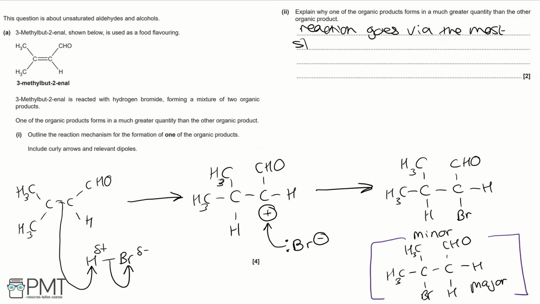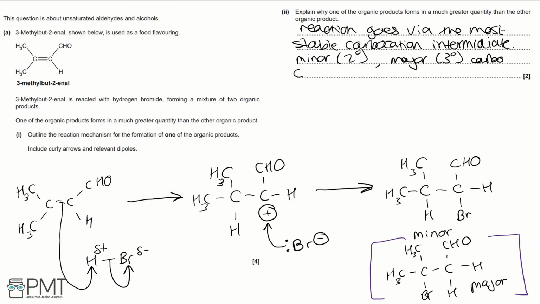We have a major and a minor product. The statement we need to write is that the reaction goes via the most stable carbocation intermediate, and this is touching upon Markovnikov's rule for electrophilic addition. And our minor product is a secondary carbocation intermediate, and our major is a tertiary. So we can see the higher we go in terms of being primary, secondary or tertiary, the more stable the carbocation intermediate. And this is what we need to write for this question.